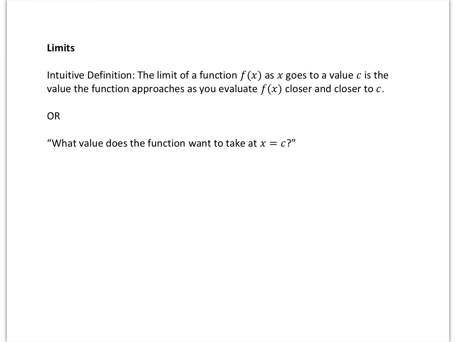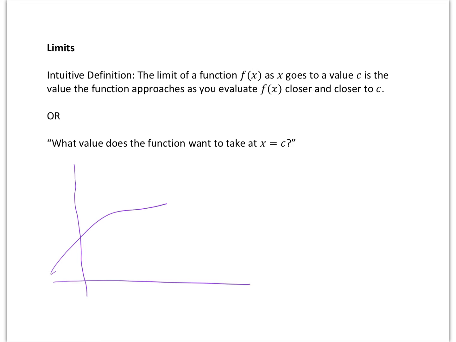The intuitive definition of a limit is: the limit of a function f of x as x goes to a value c is the value the function approaches as you evaluate f of x closer and closer to c. Or, even more succinctly, what value does the function want to take at x equals c? So I'm going to draw a couple of pictures to help us wrap our brains around this.